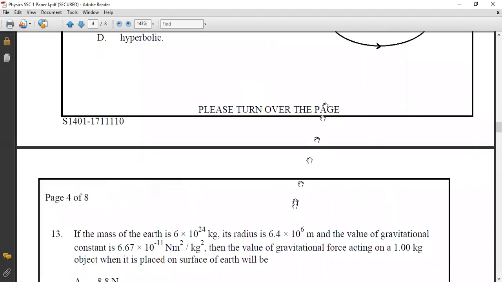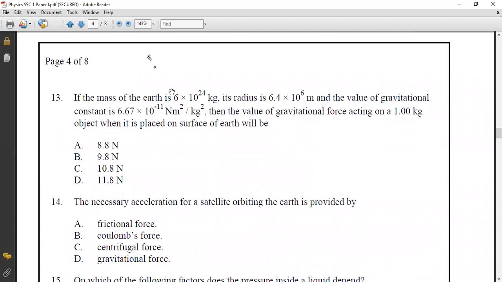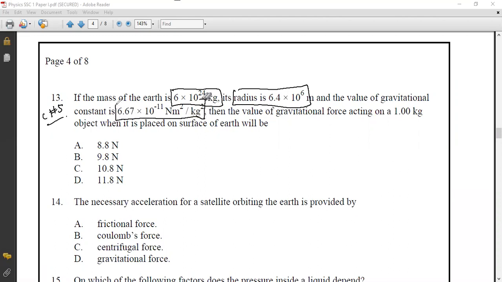So let's move to question number 13, from chapter number 5, Gravitation. The mass of the earth is 6 exponent 24 kilogram, the radius of the earth is 6.4 exponent 6 meter, and the value of the gravitational constant, capital G, is given in the question. We have to find the gravitational force acting on a 1 kilogram body placed on the surface of the earth.